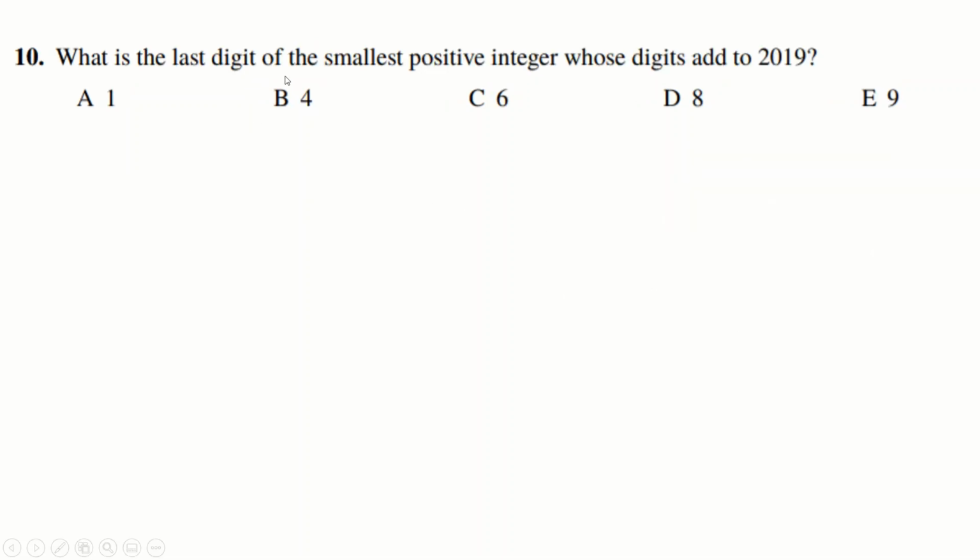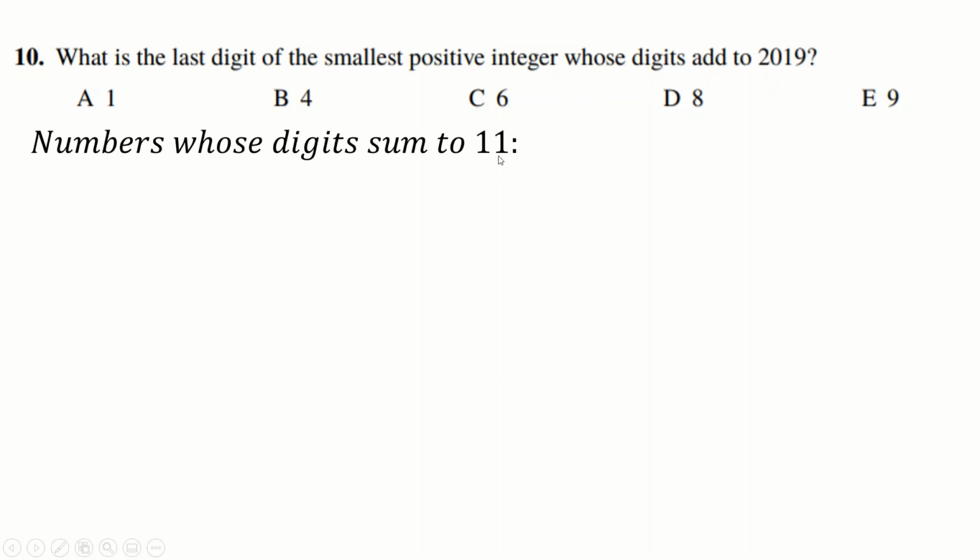Question number 10. What's the last digit of the smallest positive integer whose digits add to this? Okay, so now let's think about some integers here. And let's think about a simpler case. Let's think about digits whose sum to 11, so a much smaller number than this. Here are a bunch of numbers whose digits add to 11. And think about which is the smallest and why.